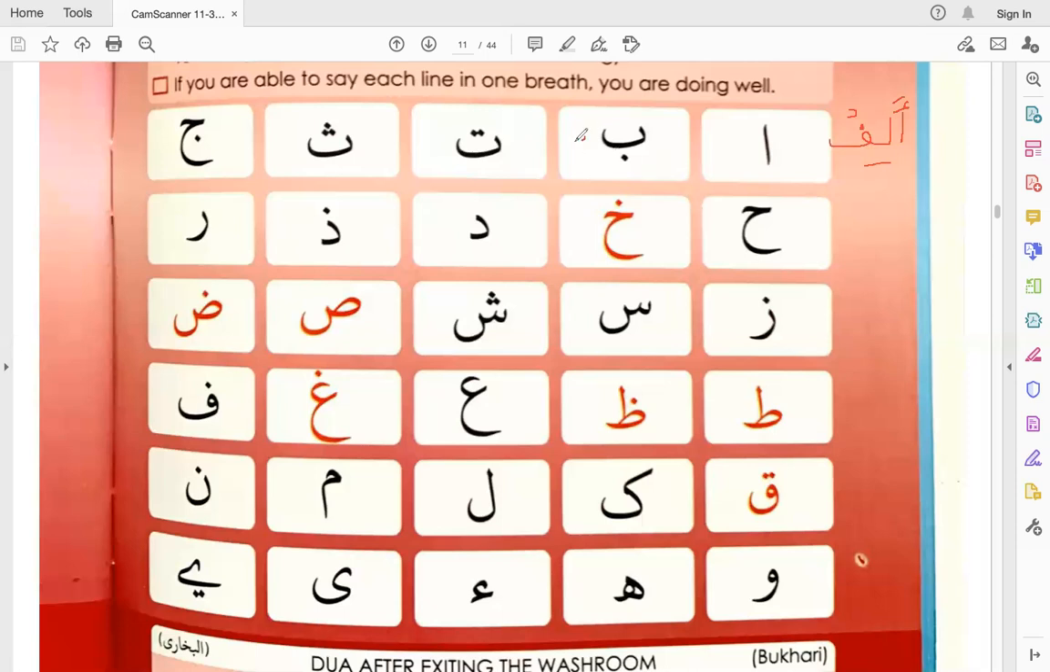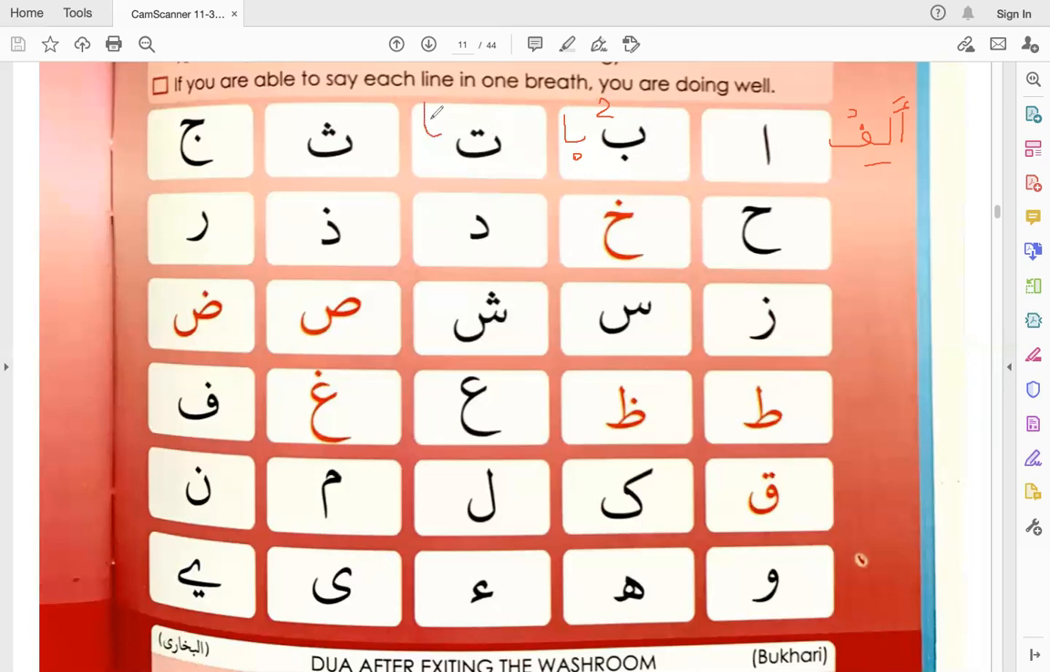Ba. Ba will be 2 counts long. Whenever there are 2 letters involved in the pronunciation of any letter, it will be 2 haraka long. The count of the haraka will be 2. Ba. So just concentrate on how long I'm taking the letter. This is 2 haraka long. Ba.